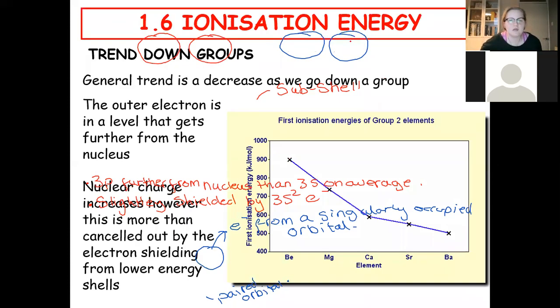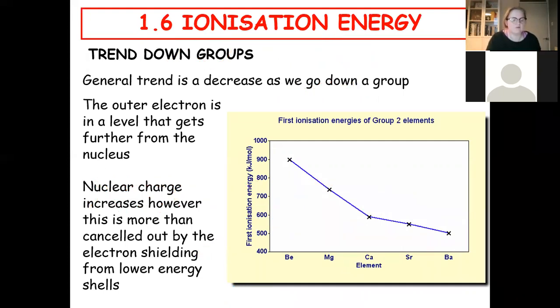Then we can have a look at trends going down the group. So we've talked about going across the periods, and now we look at going down a group. This is our general trend. And again, we like to use the words general trend because it isn't always 100% the same. Here we've got the examples of group 2 elements, beryllium, magnesium, calcium and so on. So the general trend is a decrease as we go down our group.